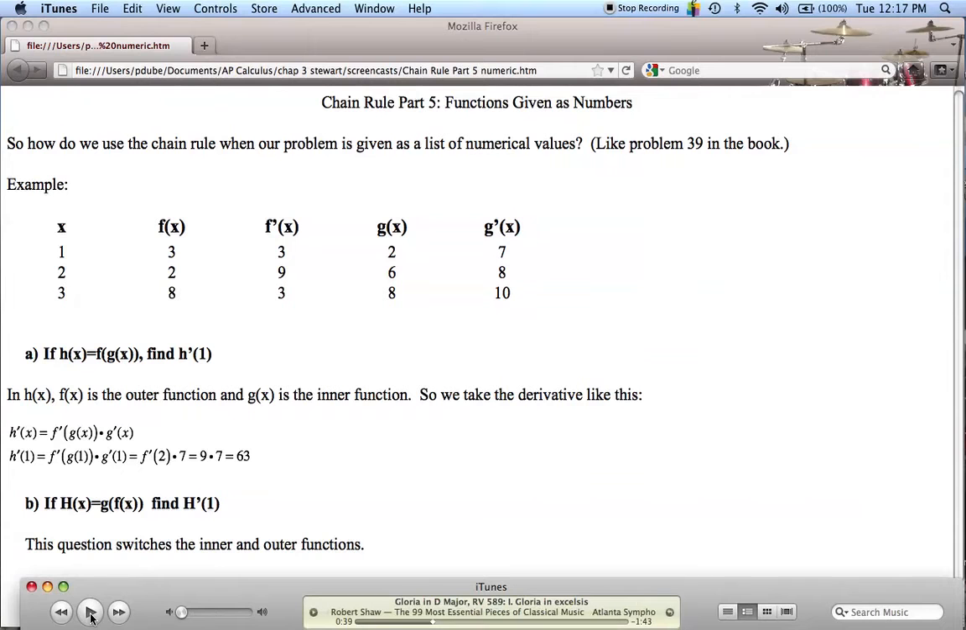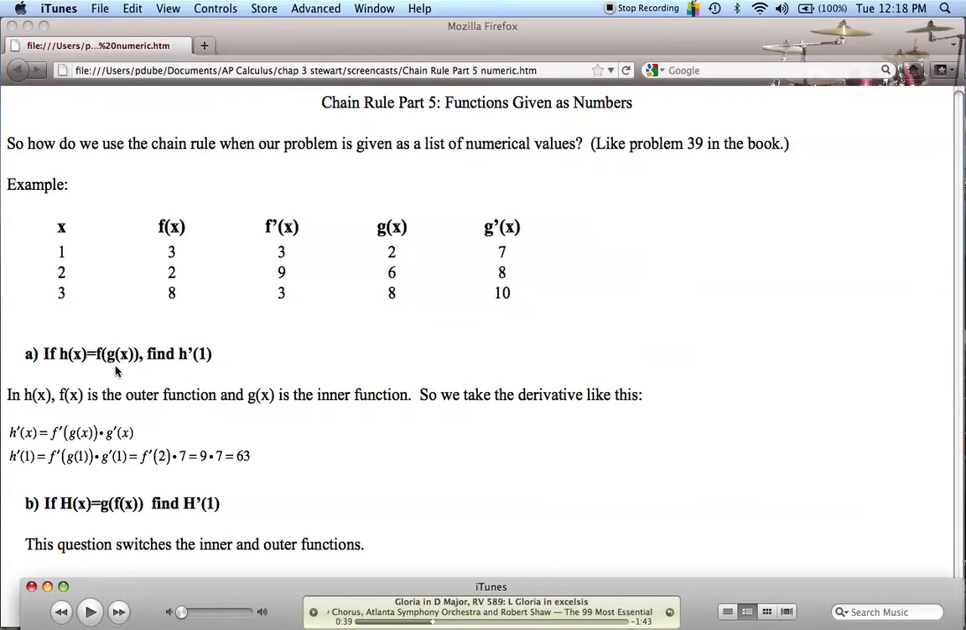Okay. So how do we use the chain rule when we get a list of values? Your list may look like this, or it might be listed across horizontally, but I gave you a table here. And the way you read this table is here's what x is. Here's what f of x is. When x is 1, f of x is 3. When x is 2, f of x is 2. When x is 3, f of x is 8. When x is 1, the derivative at 1 is 3, etc. Hopefully you can all read that table.